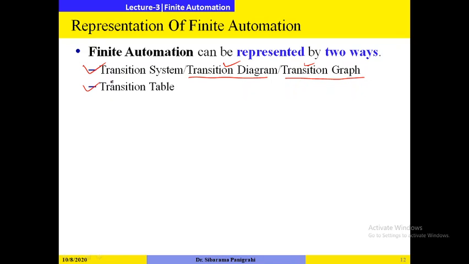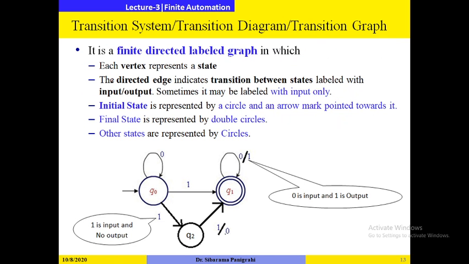So first, what exactly is a transition diagram? Let us go through that. A transition diagram or transition graph is a finite directed labeled graph. The number of states is finite, and the graph is directed as well as labeled, in which each vertex represents a state. There are three vertices, Q0, Q1, Q2. Out of these, Q0 is the initial vertex.